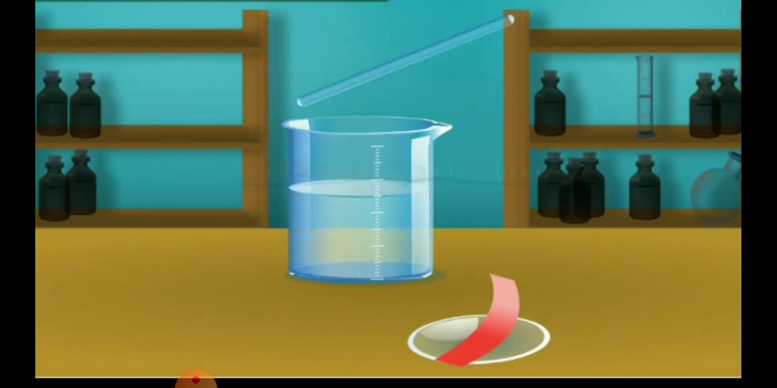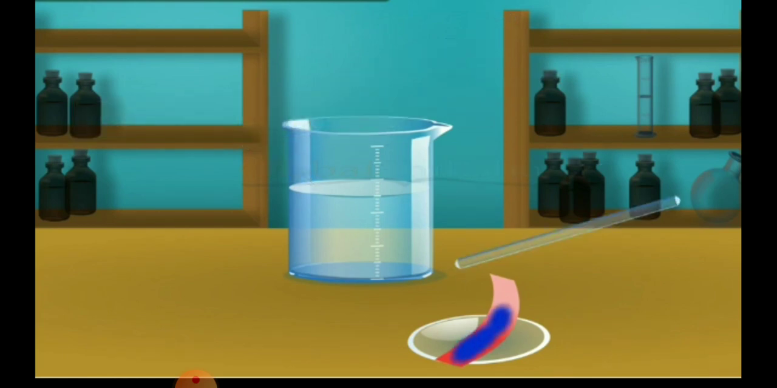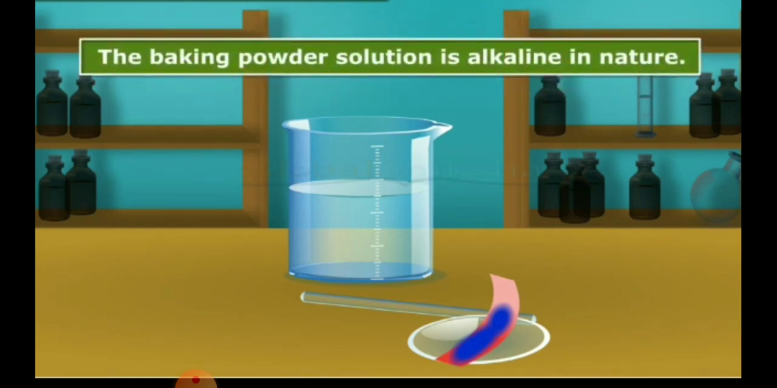Dip a clean stirring rod into the baking powder solution and then touch the wet stirring rod to the red litmus paper. Red litmus paper turns blue, indicating that the baking powder solution is alkaline in nature.